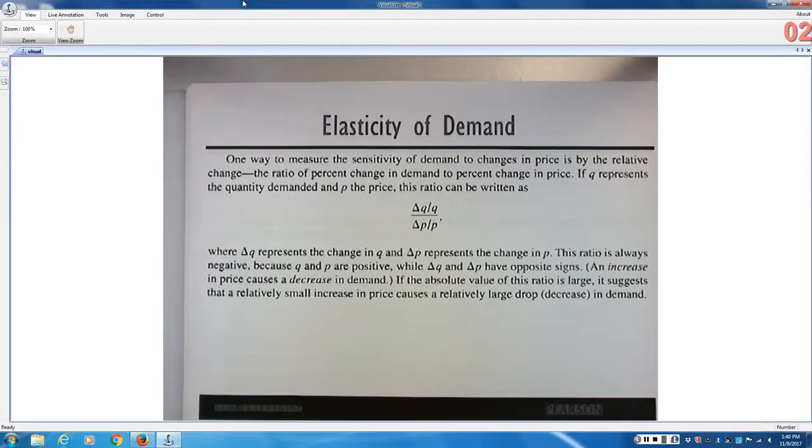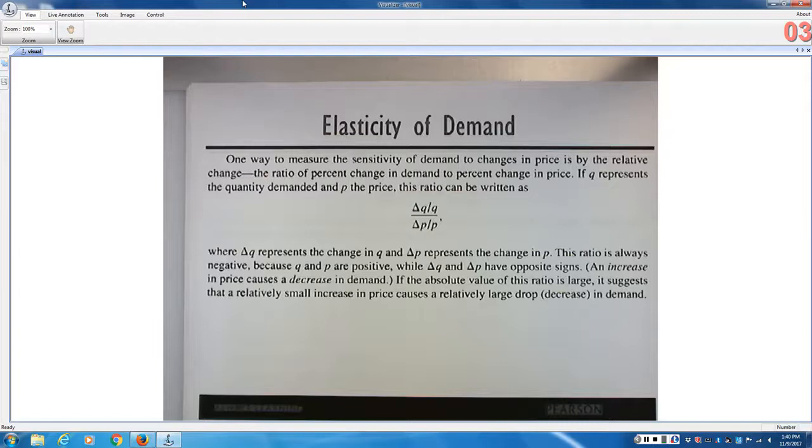One of the ways to measure the sensitivity of demand to changes is by the relative change, or the rate of change, which is the ratio of the percentage change in demand to the percentage change in price. So, as usual in our demand functions, Q represents the quantity and P usually represents the price. So the ratio is going to be the difference in quantity divided by the quantity, and the difference in price divided by the price. That's how you're going to get your percentages.